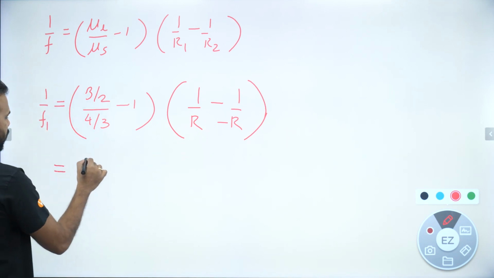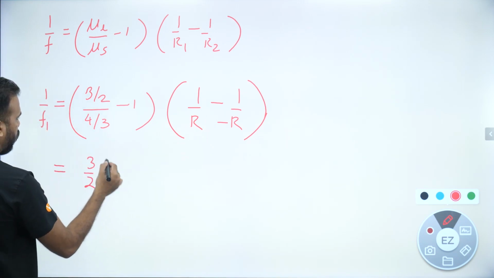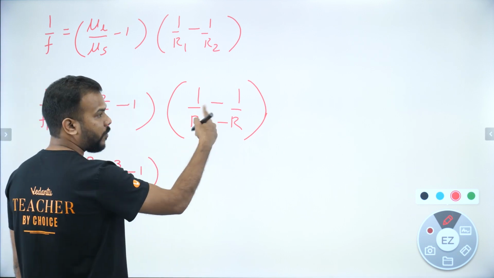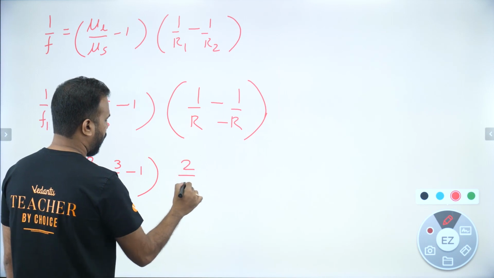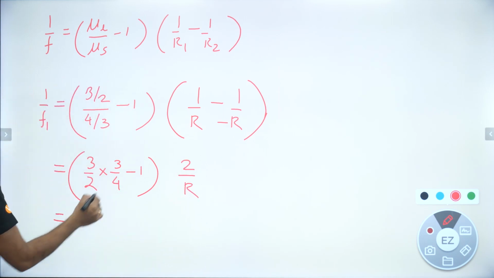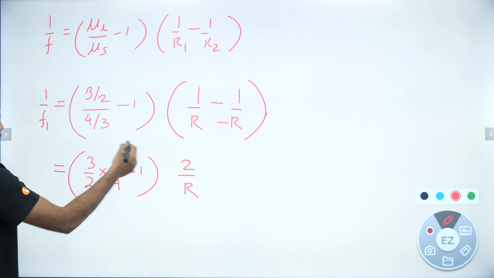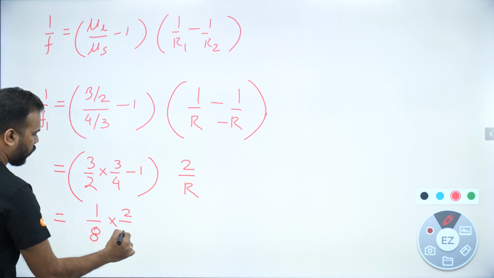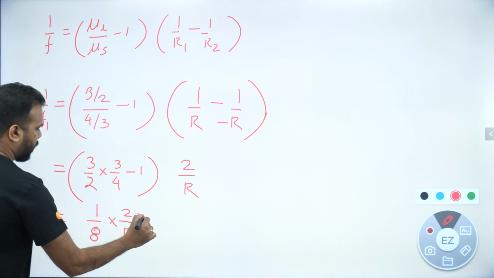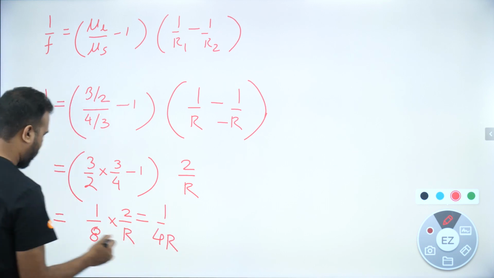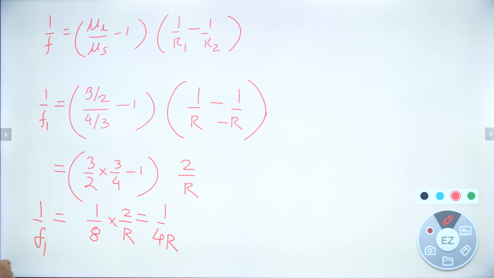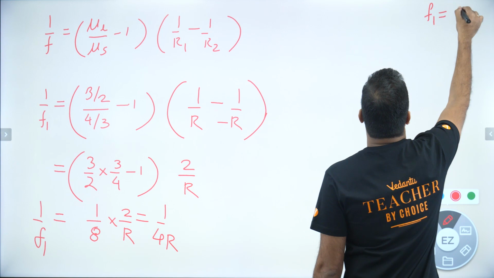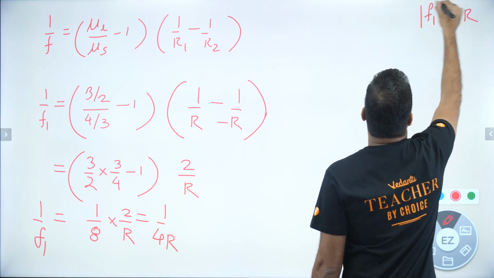So this becomes 3 by 2 into, this is written as 3 by 4 minus 1, and this becomes 1 by r plus 1 by r, that means 2 by r. On simplifying 9 by 8, 9 minus 8, that is 1. So 1 by 8 into 2 by r makes it 1 by 4r. This is 1 upon f1. So what we have so far, f1 is positive, and that is 4r.